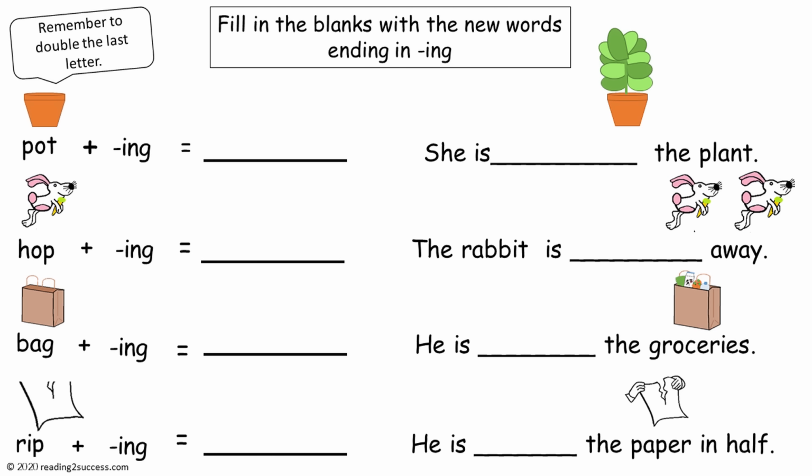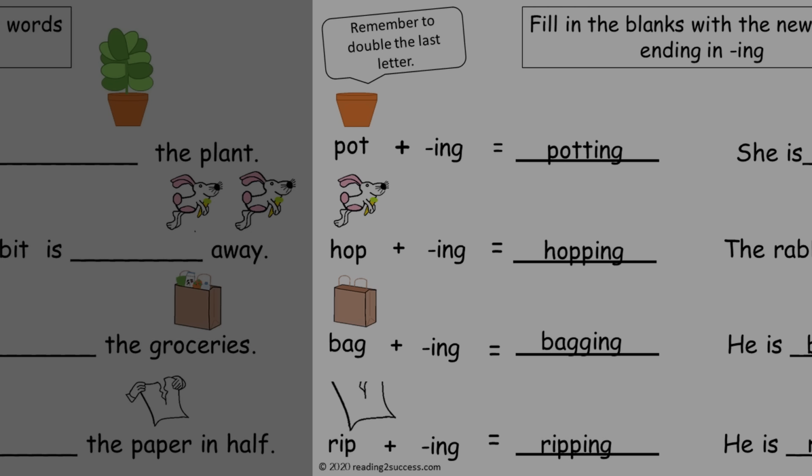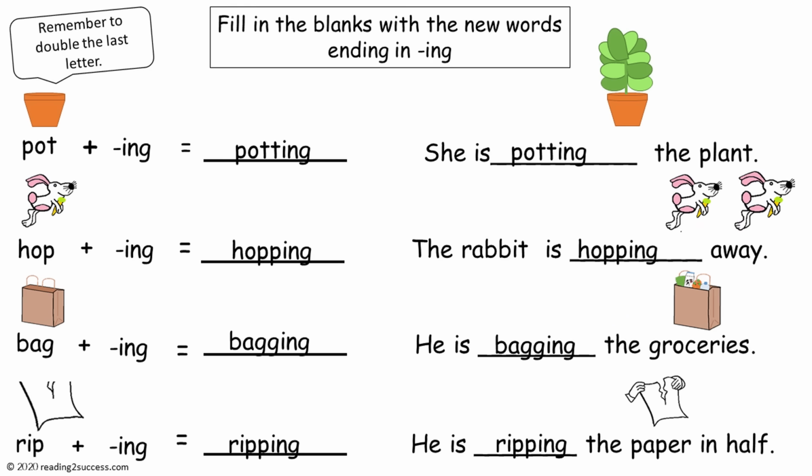This is the practice template to complete with kids. Fill in the blanks with the new words ending in ing. Remind kids to double the last letter. So pot plus ing is potting. She is potting the plant. Hop plus ing is hopping. The rabbit is hopping away.